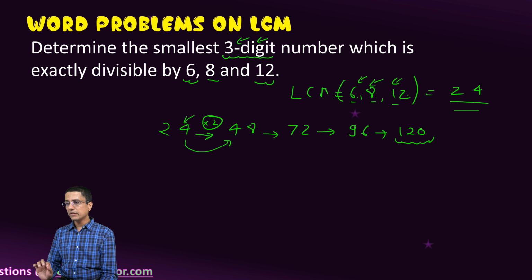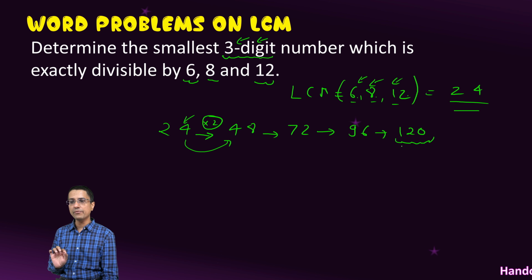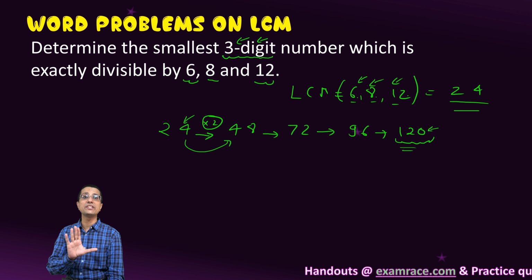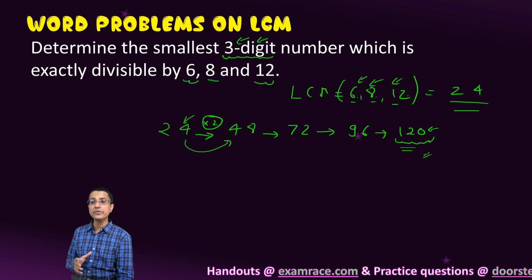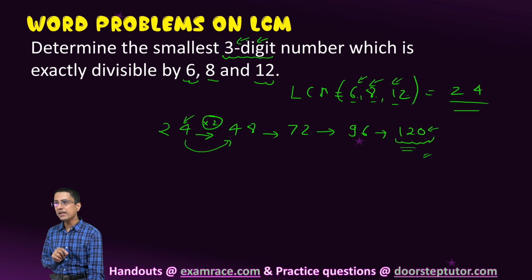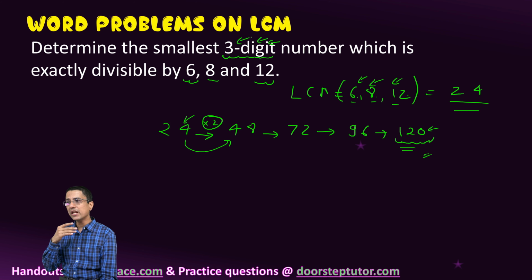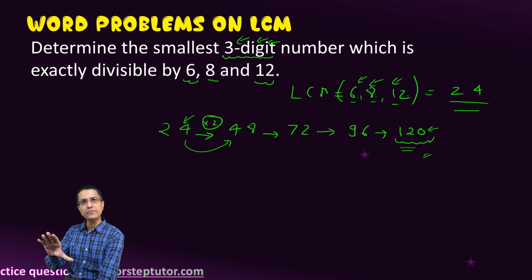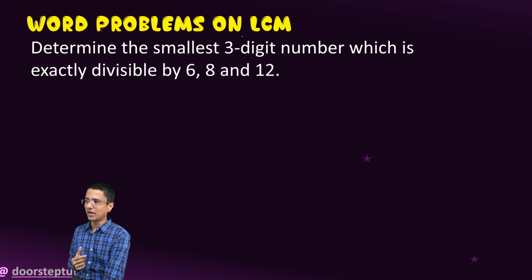So we don't stop at 24, the LCM. We find out the smallest multiple of 24 which is a 3-digit number, and that comes out to be 120. So 120 would be the answer here. Okay, the keyword is 3-digit number. We are not only looking for the smallest number but the smallest 3-digit number. So the problem is of course of LCM, but we have to do a little more work.